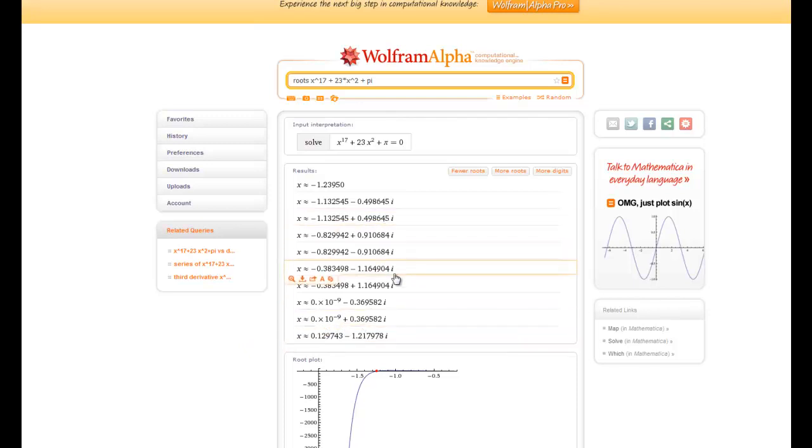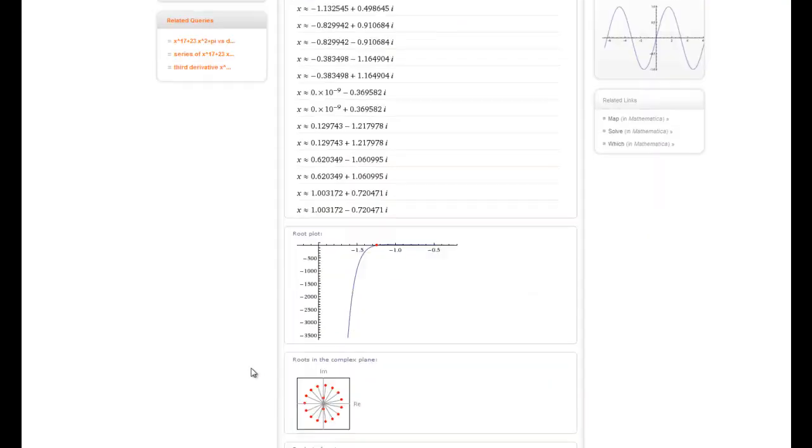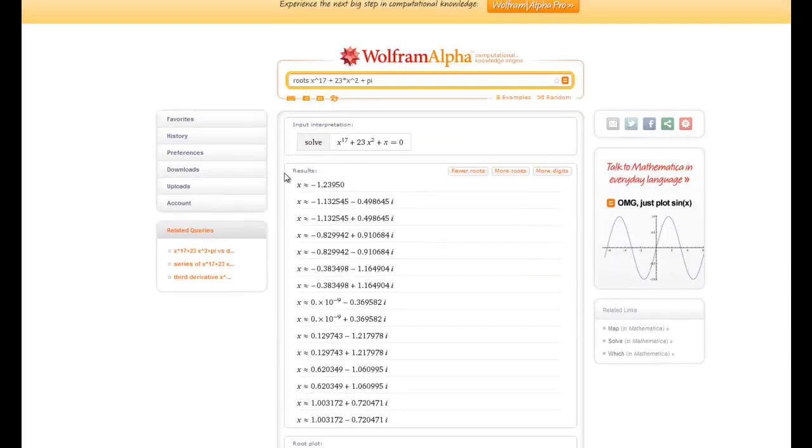Looks like we're missing some at the end here. What if we keep asking Wolfram Alpha to give us more? Yes, so now we see. So they satisfy the statement. And when we look at the graph, we see that the roots are indeed distributed symmetrically across the real axis. So let's try this with a couple more.